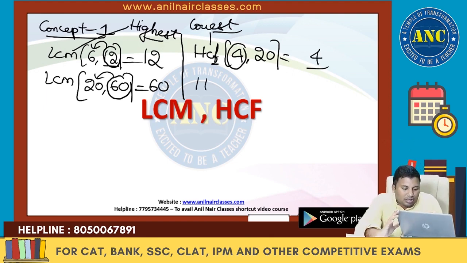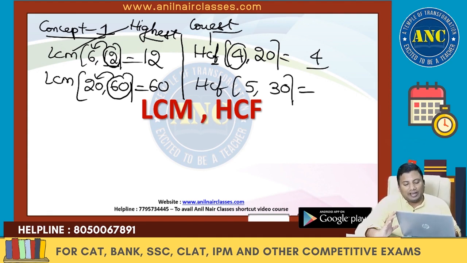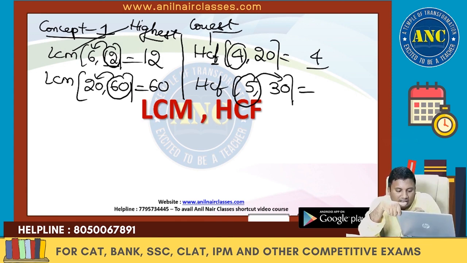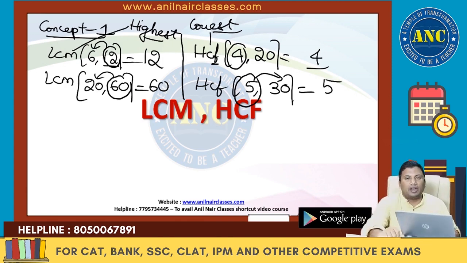Suppose HCF of 5 comma 30. HCF stands for highest common factor. A factor of a number will come to the left side of the number. A multiple of a number comes to the right side of that number. Factor means take the smallest value. 5. Does 5 divide 30? Yes. Some more examples.